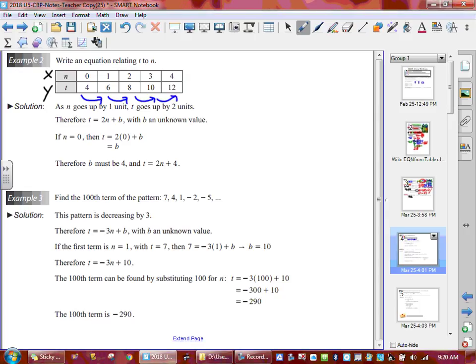So what's this guy going up by? 2. So this guy's increasing by 2. What is the n top row going up by? 1. So this guy's going up by 1. So remember, we have to divide them. It's always the y divided by the x. So the pattern is 2 over 1. It's always y over x. Okay, that's our pattern. So now we got to create the equation.